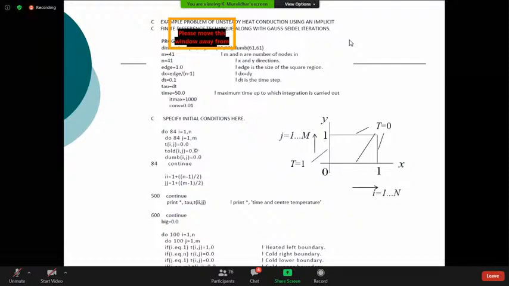Initially, you have to specify the guessed temperature. Then T old is the initial condition, and dumb is a reference variable that you use for checking convergence. So T minus dumb inside an iteration loop should become small. Then 500 is the overall time marching loop. When you go from n to n plus 1, that's indicated by the 500 loop, and inside that you have iterations given by the 600 loop. Inside that you have boundary conditions. These boundary conditions can be placed outside the iterations also.